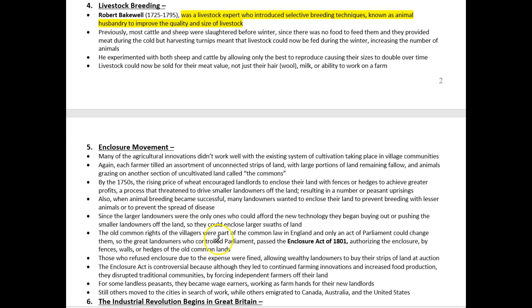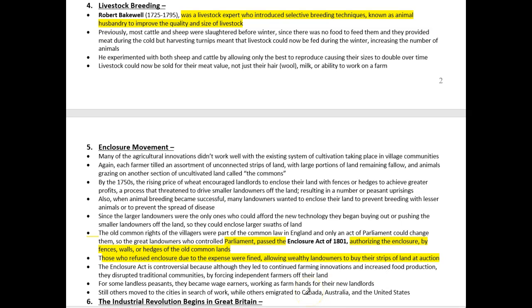Okay, so we're going to back up here, highlight this, and then highlight the rest of this. Those who refused enclosure due to the expenses were fined, allowing wealthy landowners to buy their strips of land at auction. I'm going to highlight that too, because it seems to supplement the definition.